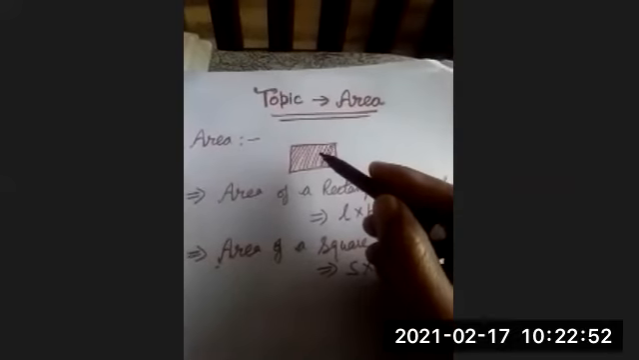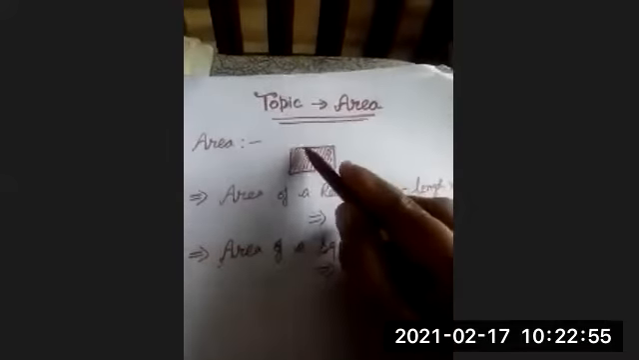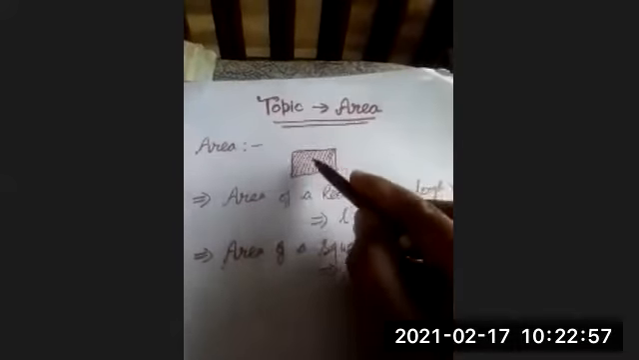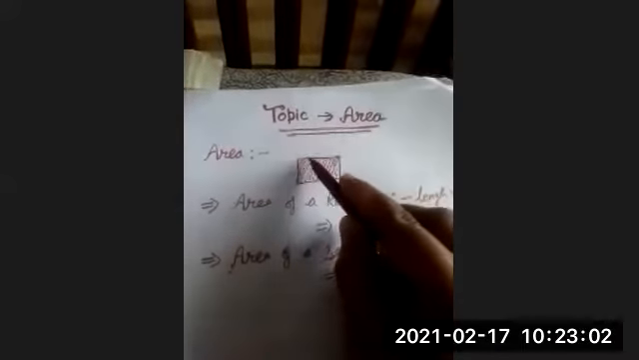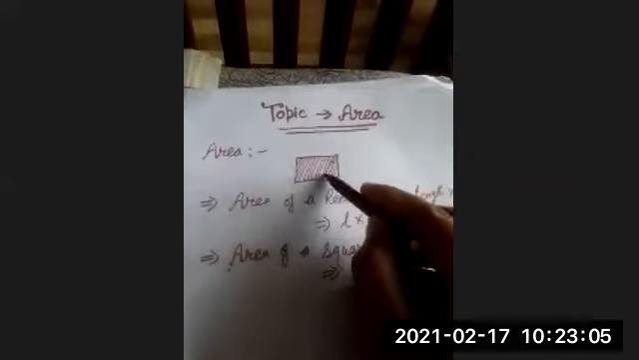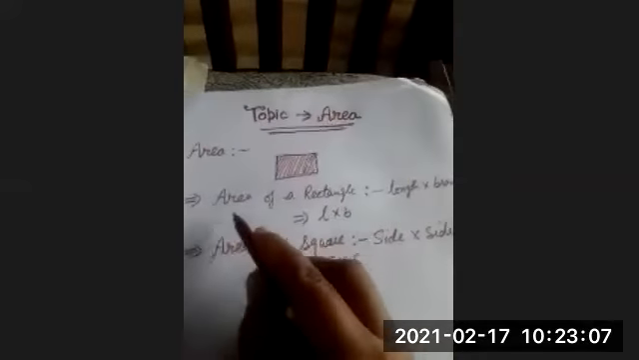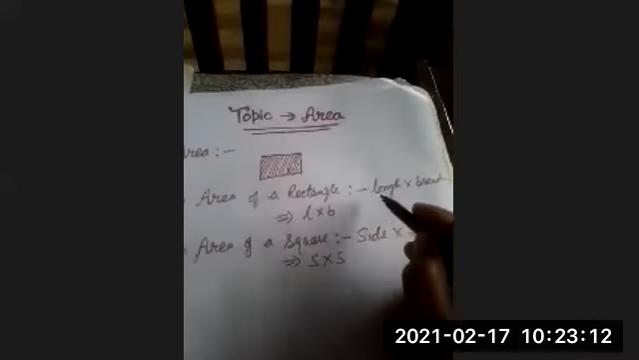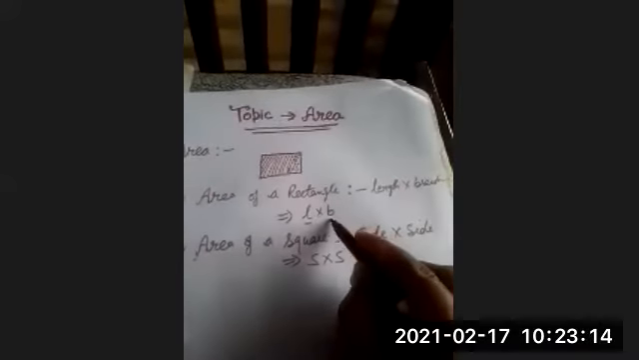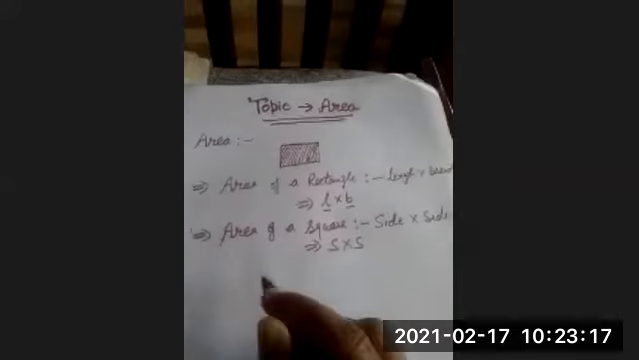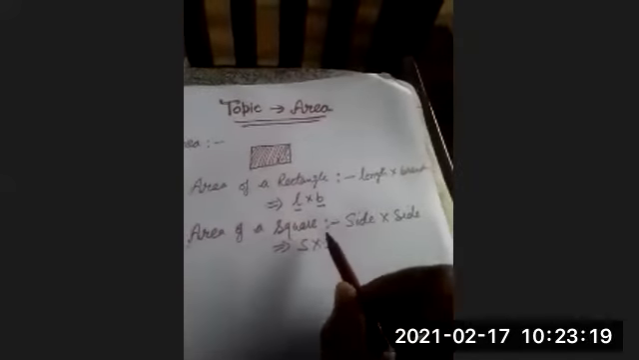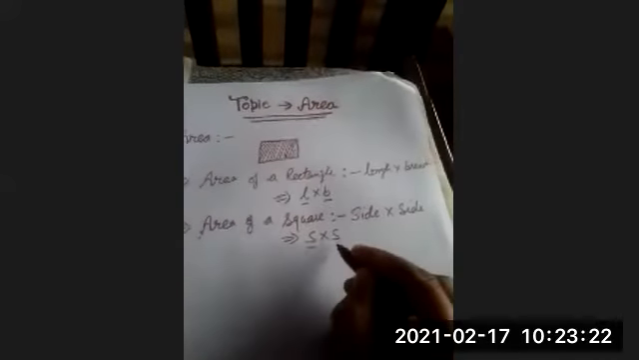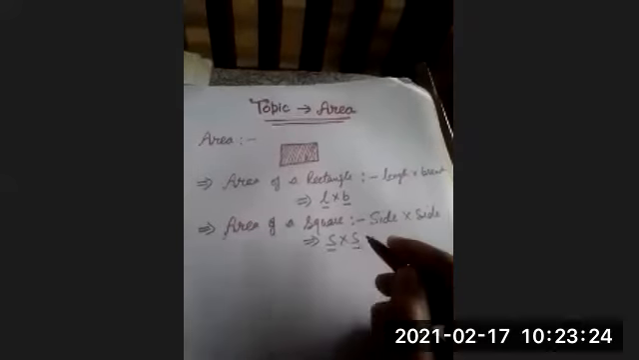The first point is, what is an area? The measure of the amount of surface enclosed by a closed bounded figure is known as area. Next is area of a rectangle. How can we find the area of a rectangle? Area of a rectangle is length multiplied by width. Next is area of a square. Area of a square is side multiplied by side.